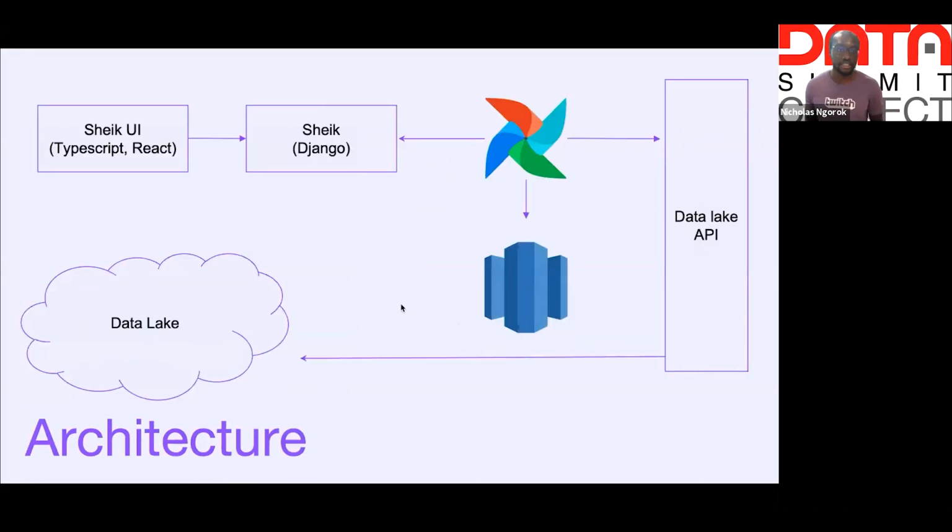From an architectural standpoint, here's what Sheik looks like. Our UI is TypeScript and React. The backend is a Django application, and we use an RDS Postgres instance for our database. Our database tracks the state of all the cubes and takes care of a bunch of the dependency management. And then Airflow runs the scripts, runs the SQL on the schedule that we specify.